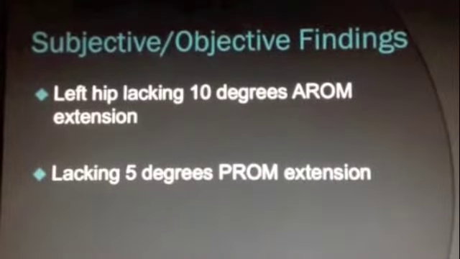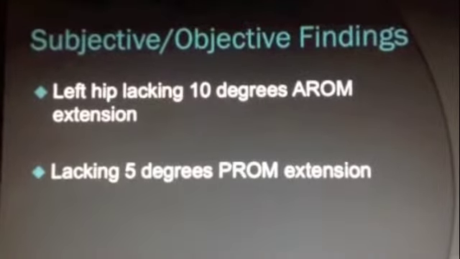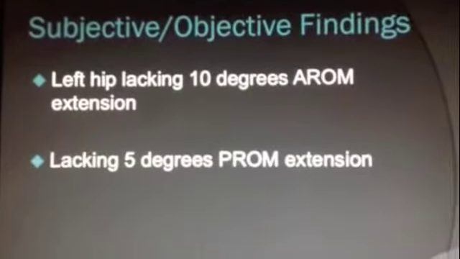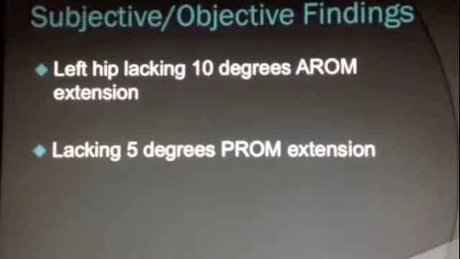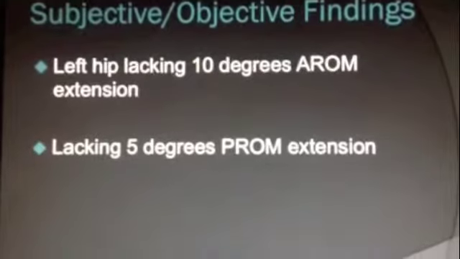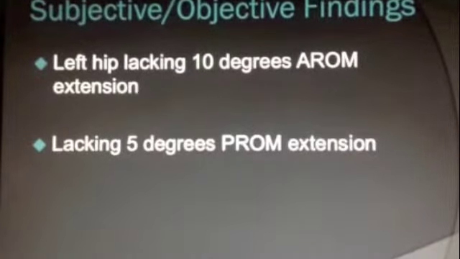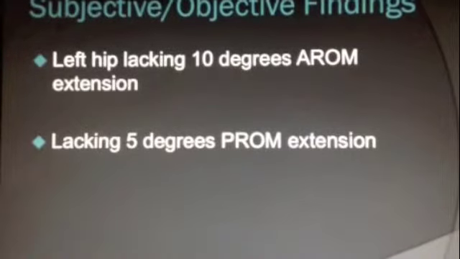So the objective findings that support performing an anterior glide to the hip is that my patient is lacking 10 degrees of active range of motion extension in her left hip, and she's also experiencing a lack of 5 degrees passive range of motion extension in her left hip.